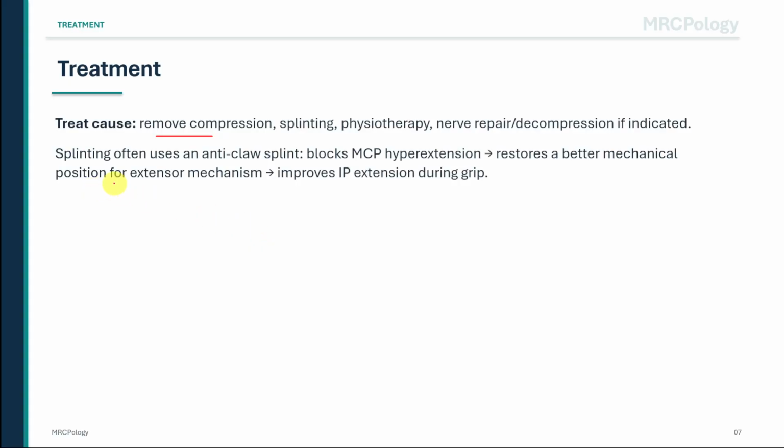An anti-claw splint prevents excessive metacarpophalangeal hyperextension. This places the extensor mechanism in a better mechanical position and allows more effective interphalangeal extension during grasp and release.